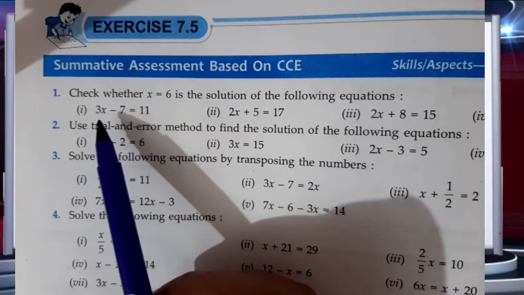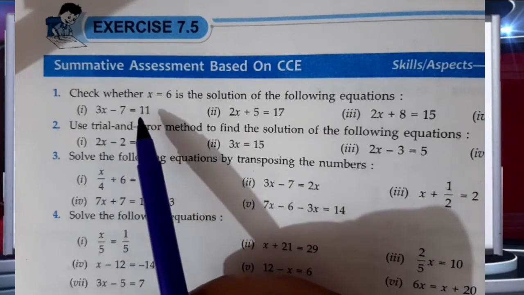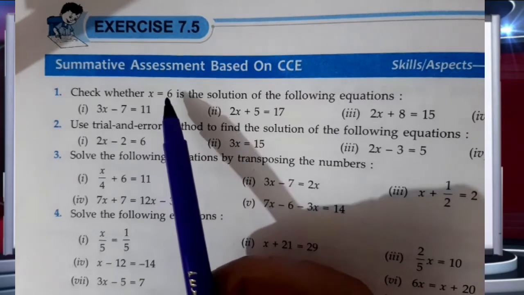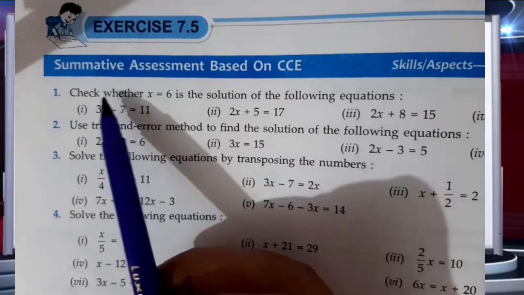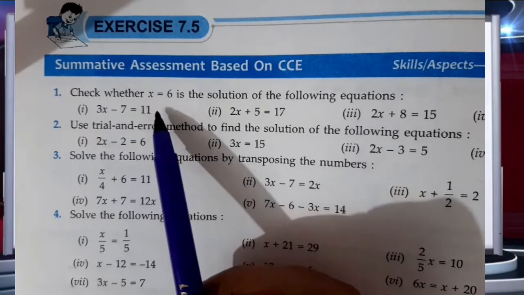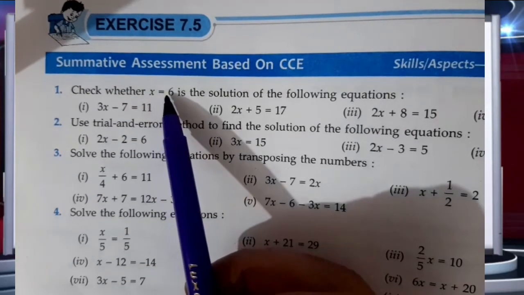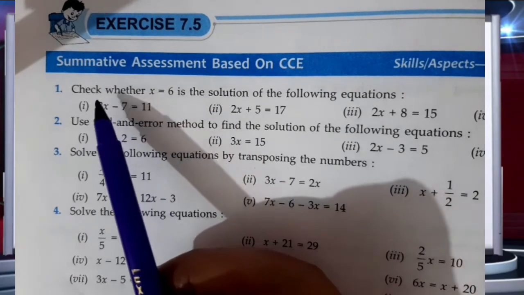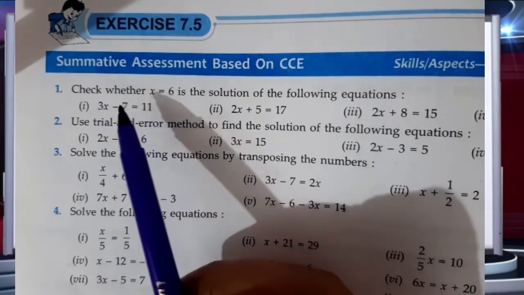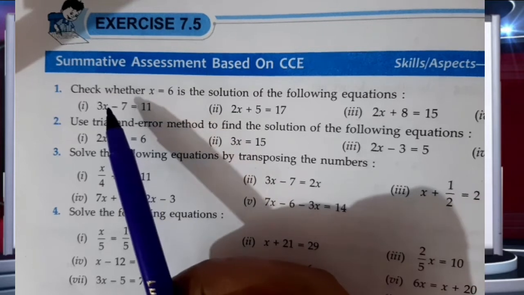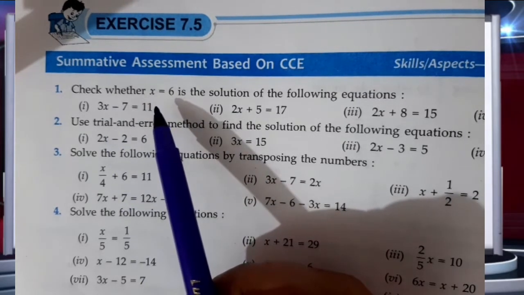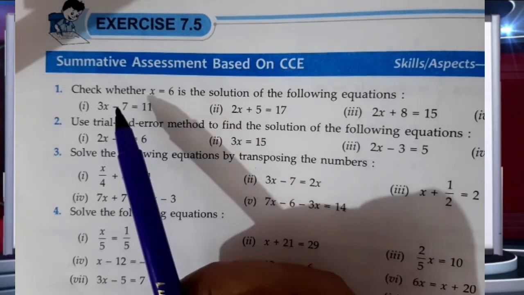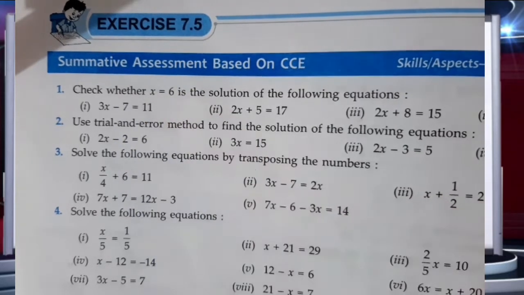Number 1. 3x minus 7 is equal to 11. Students, here we have to put the value of 6 here. This is my LHS and this is my RHS. So I'll put the value of 6 in LHS and I'll see whether both are equal or not. That is, whether my LHS and RHS are equal or not, meaning the value of x is satisfying this equation or not.